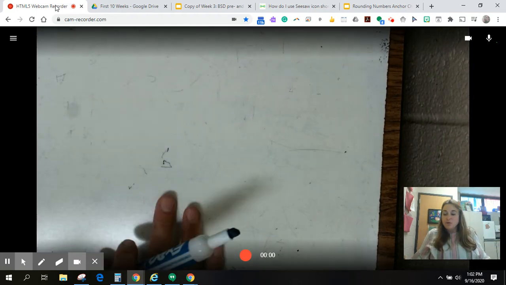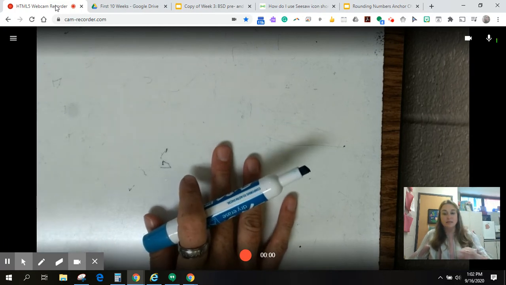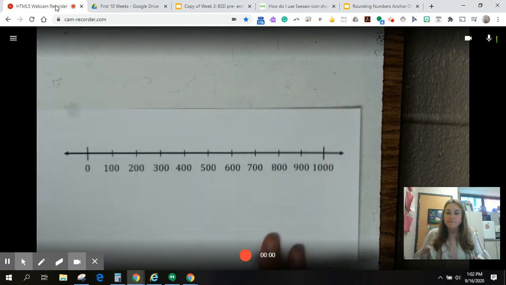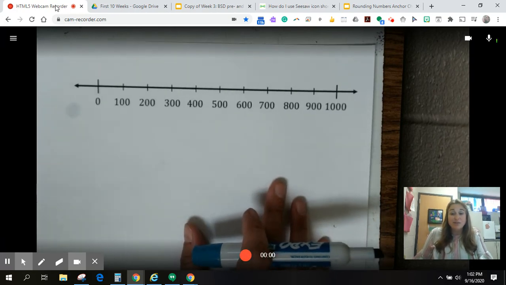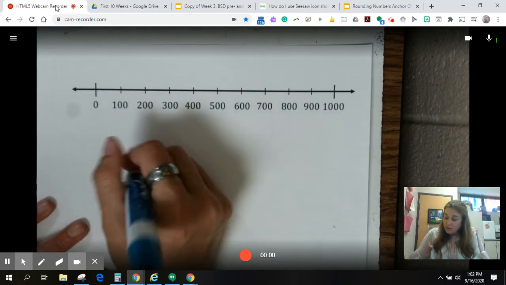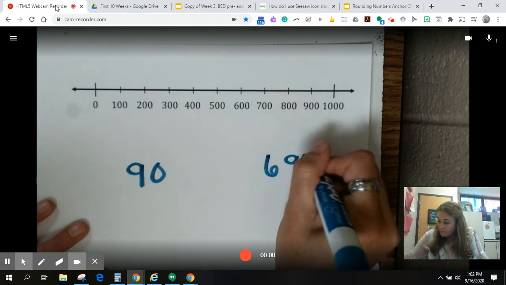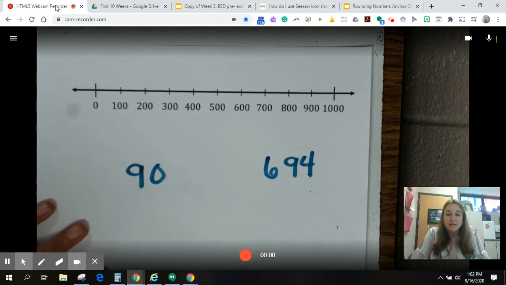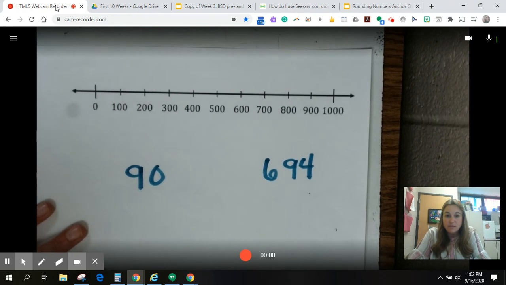Okay. So I wanted to kind of talk to you about today's Seesaw assignment. It's coming up after this lesson. So you're going to see a number line. Now this one is not an open number line. This is actually a number line that is incremented into hundreds. If I gave you the numbers 90 and 694 and asked you to place them on this number line for me, right now, think about where would you put those?